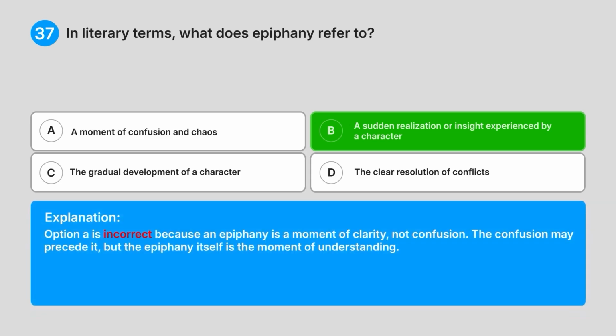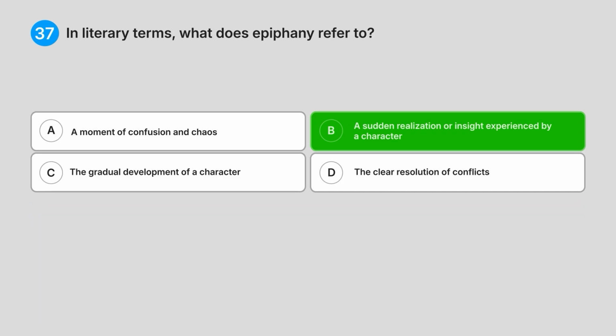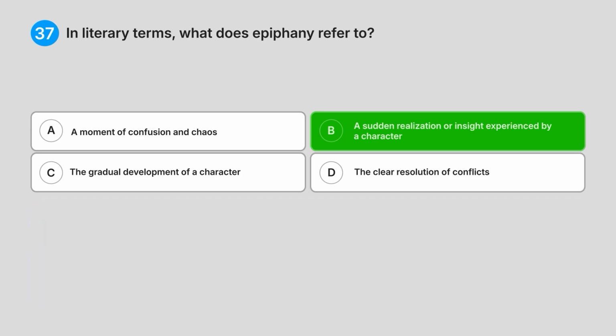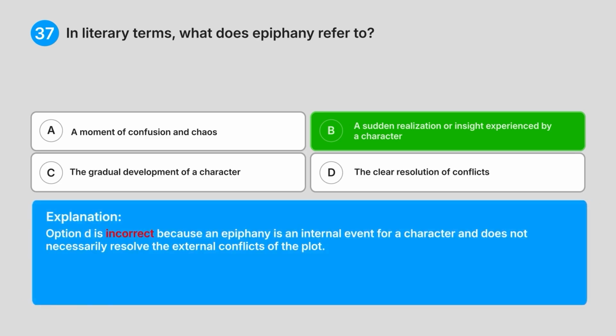Option A is incorrect because an epiphany is a moment of clarity, not confusion. The confusion may precede it, but the epiphany itself is the moment of understanding. Option C is incorrect because an epiphany is by definition sudden, not gradual. Gradual development is part of a character arc, but an epiphany is a specific, pivotal moment. Option D is incorrect because an epiphany is an internal event for a character and does not necessarily resolve the external conflicts of the plot.